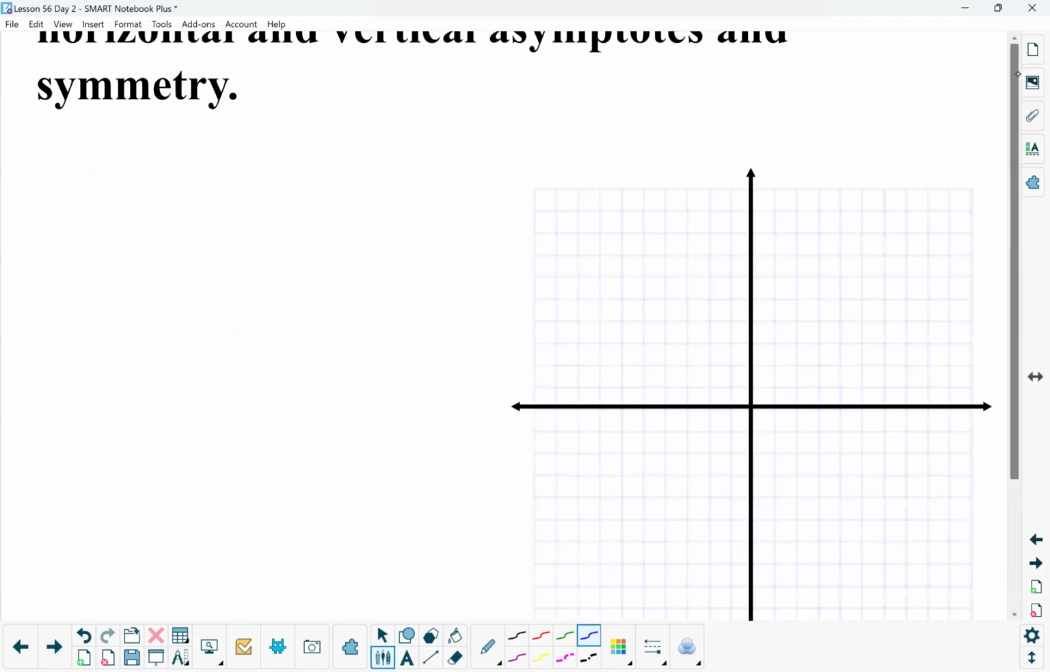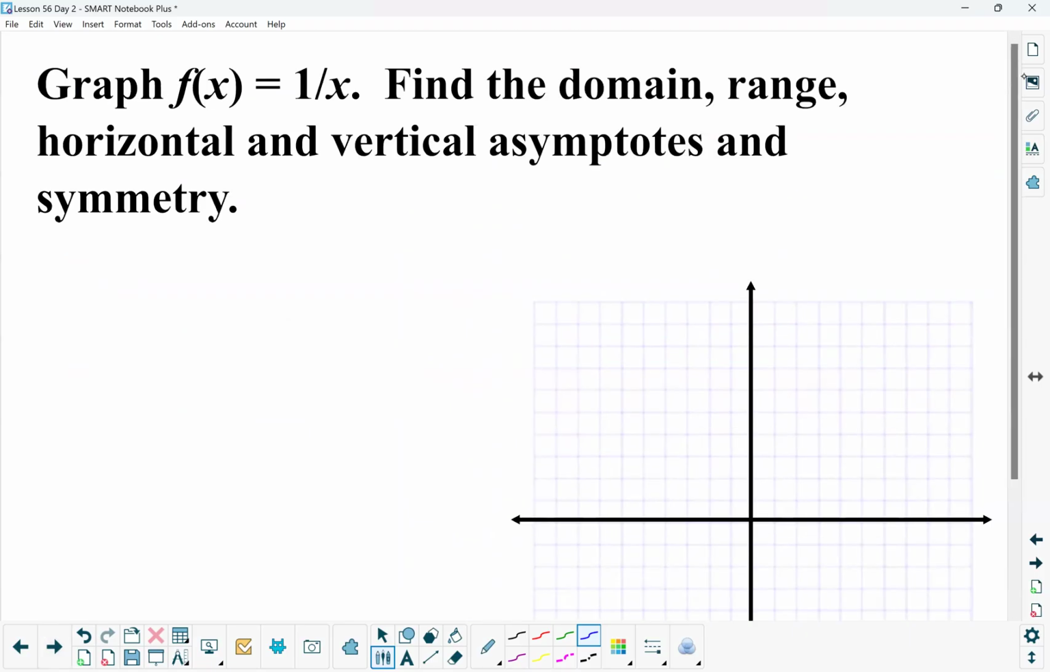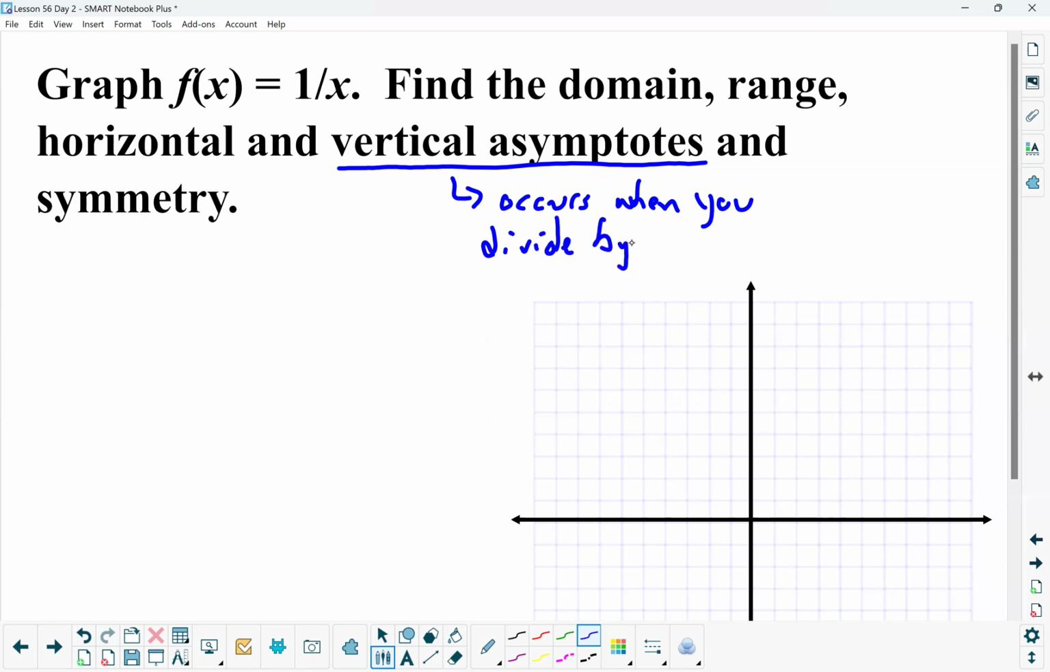The other function I want to look at is 1 over X. Here we're going to find the domain, the range, and then asymptotes. So just as a reminder, a vertical asymptote occurs when you divide by 0. Horizontal asymptote is what we call end behavior.